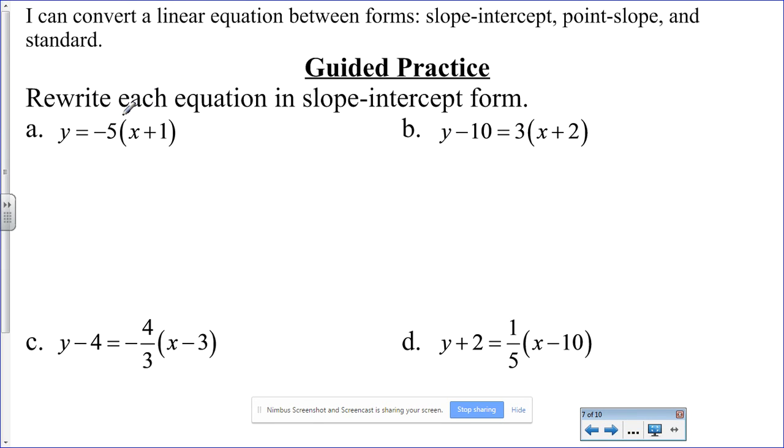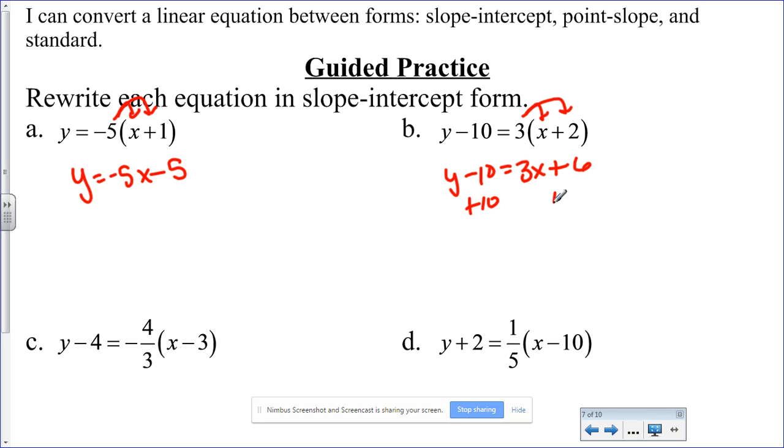Okay, so checking your work for the guided practice. Distribute to get negative 5x minus 5. The y is already by itself, so we are done. B, distribute to get 3x plus 6. Then we need to add 10 to both sides. So we get y equals 3x plus 16.